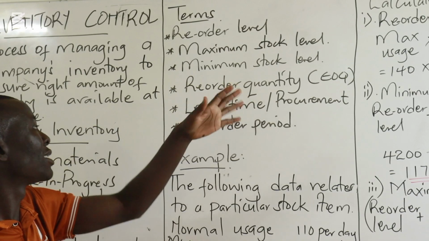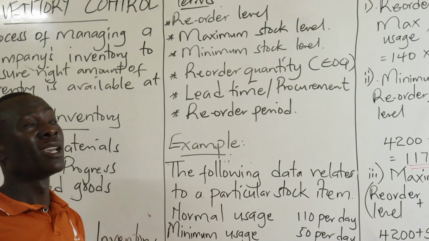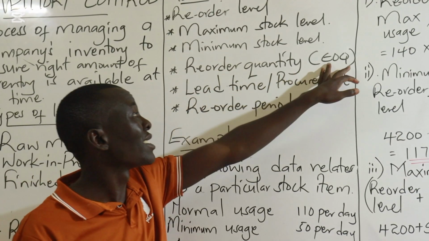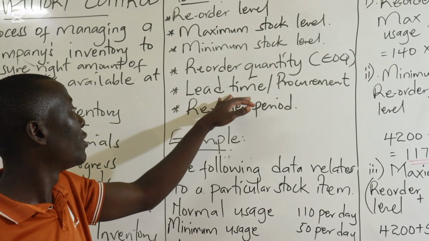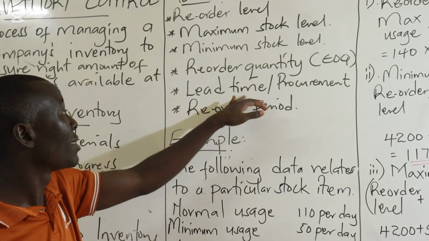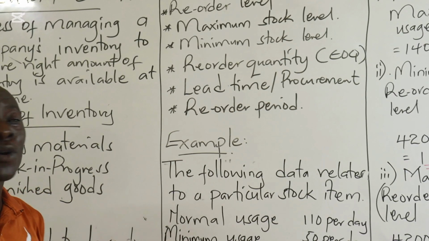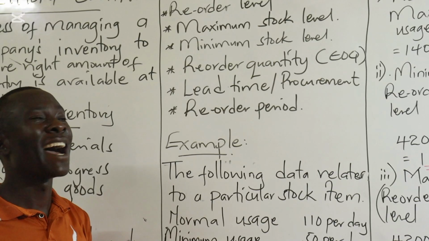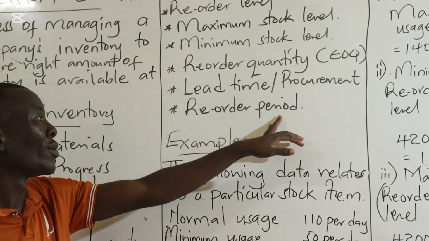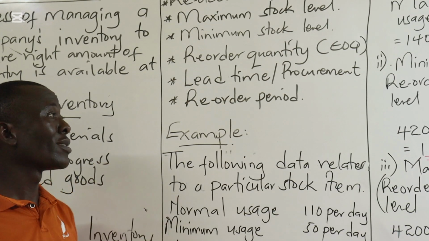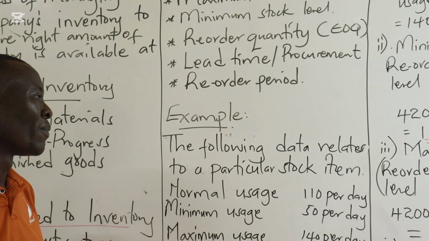We have reorder quantity, which is the amount that we can order at each particular moment. It is commonly known as economic order quantity, abbreviated as EOQ. We also have lead time, sometimes also known as procurement time. This is the time taken between placing an order and replenishment of that particular stock. Then we have reorder period, which refers to the period that it takes for us to get a particular order.